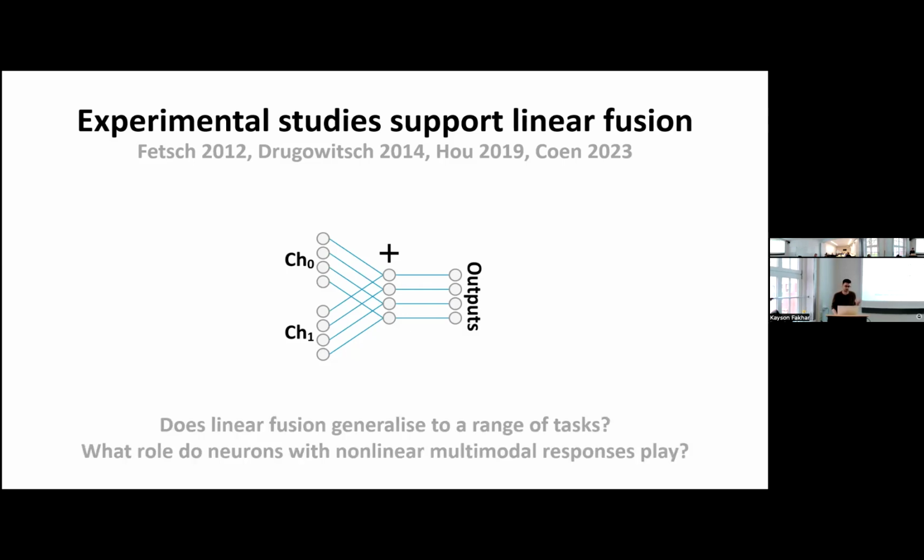However, to our mind, this kind of conclusion raises a couple of questions. One of those is how strongly does this conclusion depend on the kind of tasks which the animals are solving in these studies? Or phrased differently, does linear fusion generalize as an optimal algorithm to other types of multisensory tasks? The second question is that in studies which have recorded from multisensory neurons outside of a task context, so often just passive recording studies, they've quite often seen that multisensory neurons seem to have nonlinear functions of their activity. So if you're passively recording from a multisensory neuron and you present a multimodal stimulus, its activity is quite often greater than the sum of those two individual inputs would be. And so another question is, what role do neurons with nonlinear multimodal responses play if we think that the optimal algorithm is linear fusion?